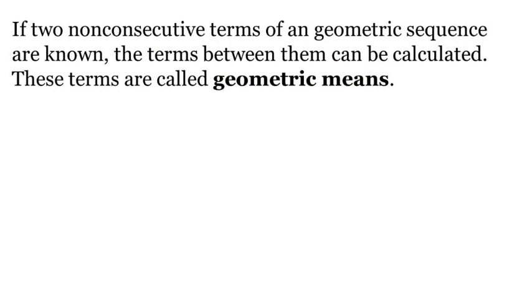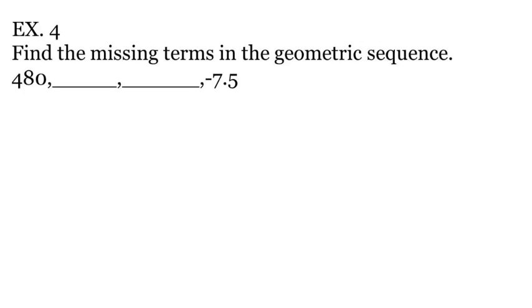If two non-consecutive terms of a geometric sequence are known, the terms between them can be calculated. These terms are called geometric means. And we had problems like this with arithmetic means as well, where you have a couple of terms, but you're missing ones in the middle. You have to find out what those are.